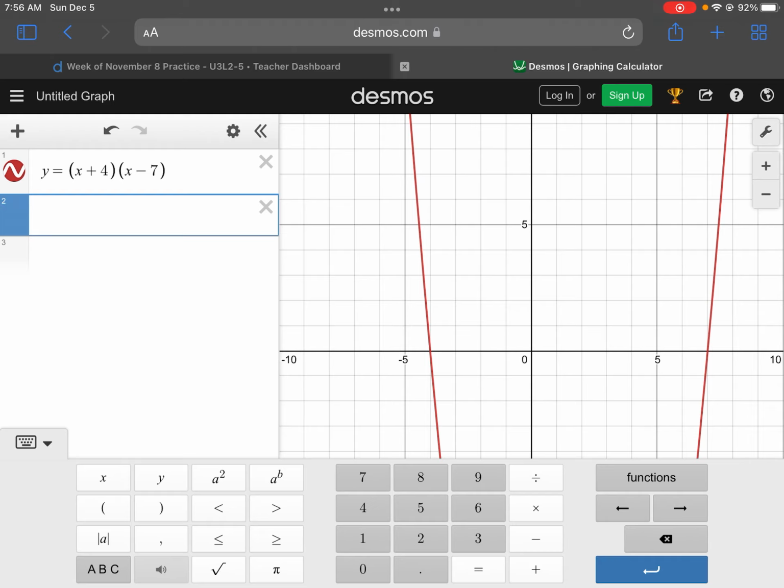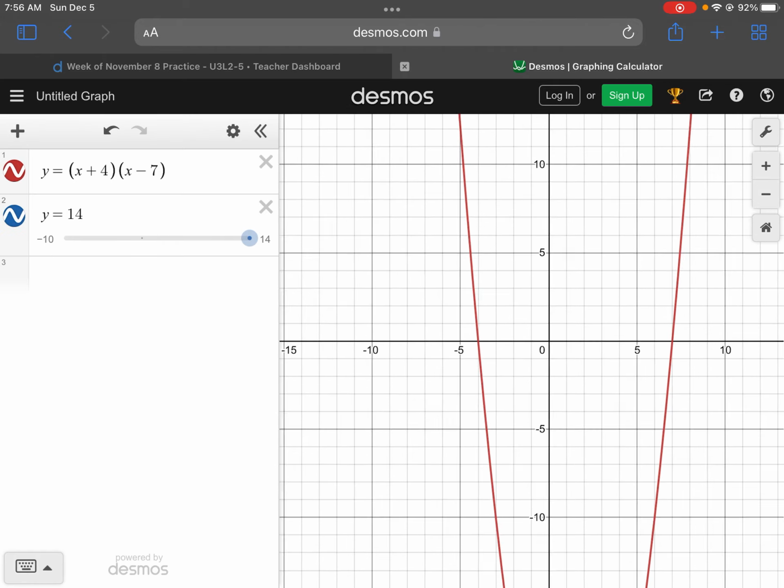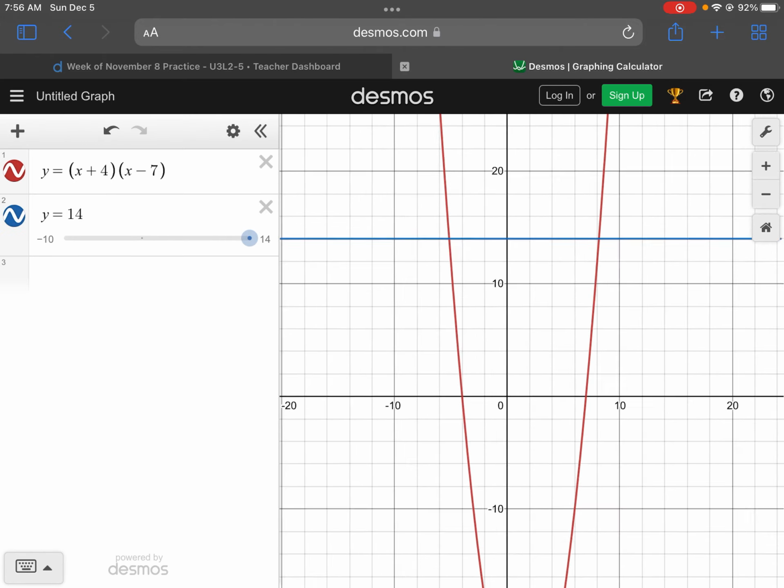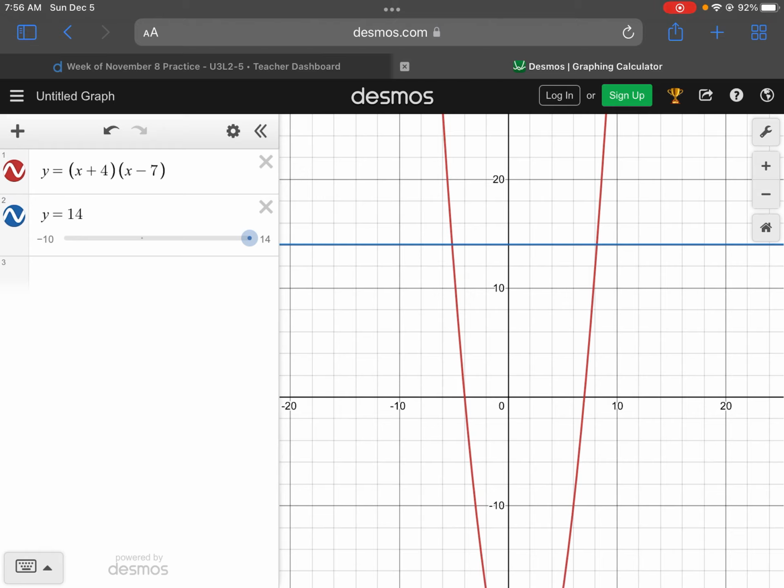And the other side was just 14, so we'll say y equals 14. Now I'm looking for when these two functions, this red parabola we see here, and the blue line, which we can't see, are equal. If I zoom out a little bit, I'll see there's my blue line, and there are two places where they are the same, and that's the places where they intersect.